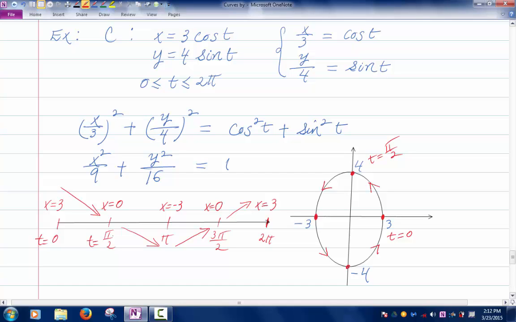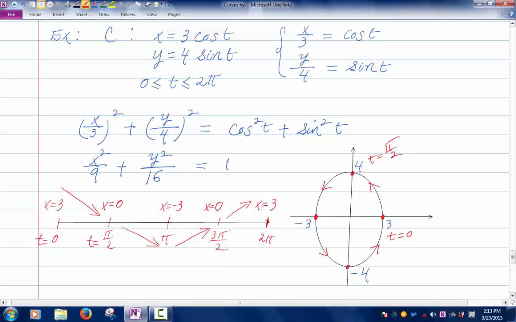Once I know that, I actually get the orientation, and I also know whether I obtain the entire ellipse or part of the ellipse. Why? Well, let's think about what point on the curve I get when t is 0. When t is 0, x is 3, y is 0.